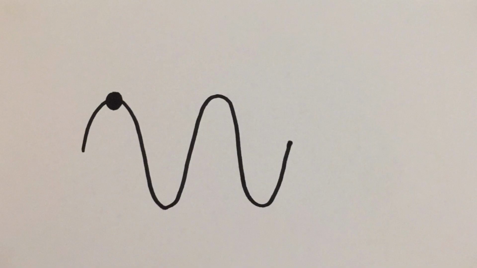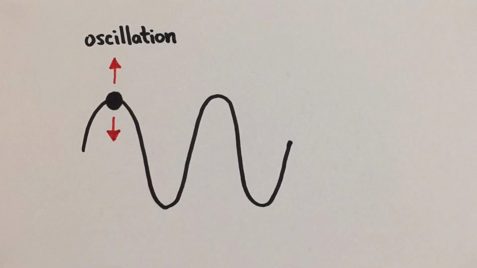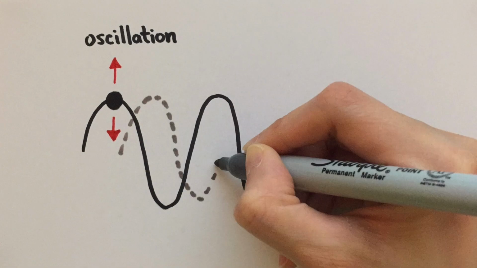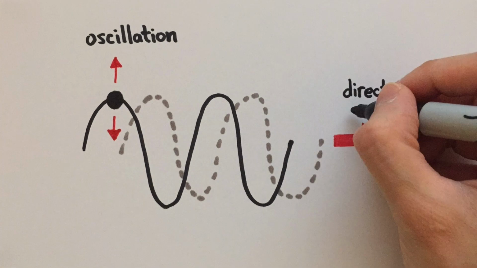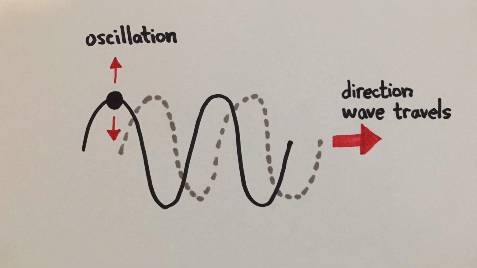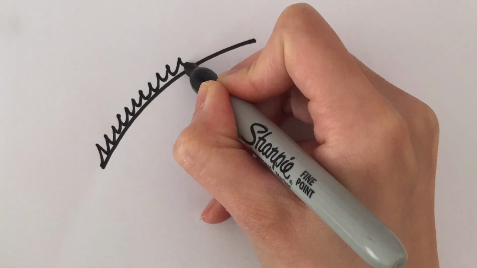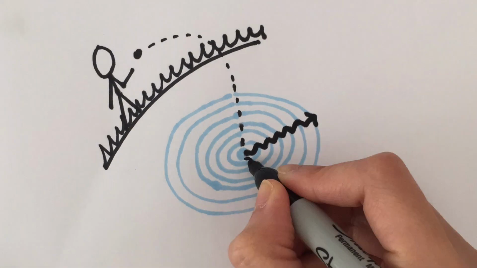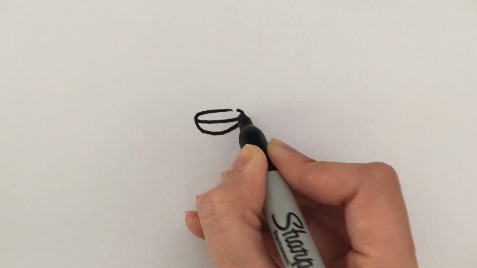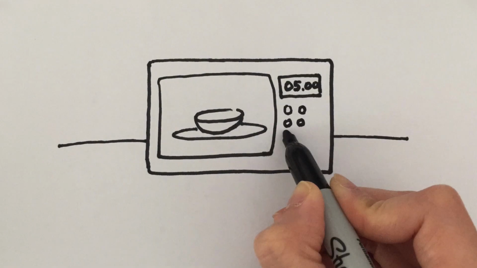One way to categorize waves is to base it on how each individual particle moves in a wave. If the particles oscillate in a perpendicular motion to the direction that the wave travels, we call it a transverse wave. The ripples that you make when you drop a pebble in the pond is an example of transverse waves. When you heat up a bowl of soup in the microwave, you're using transverse waves.